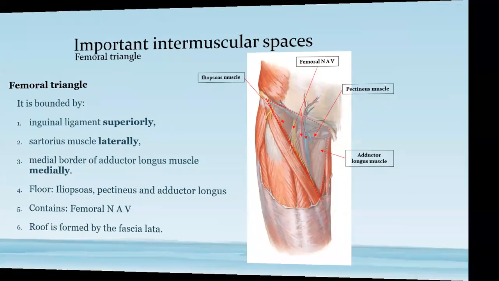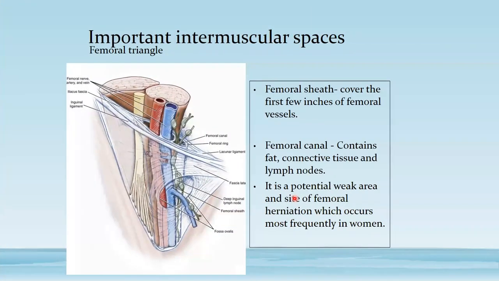Don't miss this. Let's repeat again for the femoral triangle. The superior boundary is the inguinal ligament. The lateral border is the sartorius muscle, and the medial border is the adductor longus. The floor is formed by the iliopsoas muscle, pectineus muscle, and adductor longus muscle. The contents are the femoral nerve, femoral artery, and femoral vein. You can also add the deep inguinal lymph nodes.